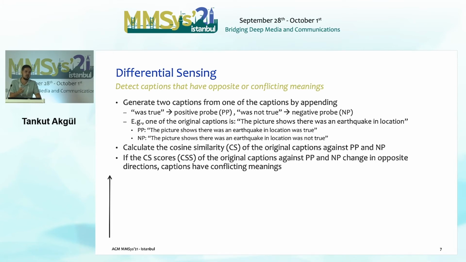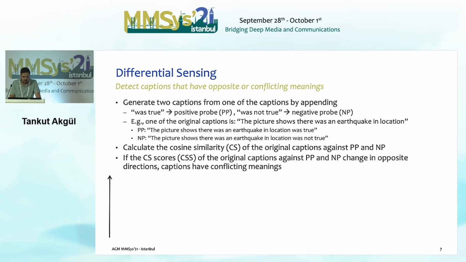So we have 2 probes, just like the oppositely charged bit lines. One is the positive probe, and the other one is the negative probe. Both of these probes are actually generated by one of the captions. And we add 2 phrases, "was true" and "was not true," to the end of this caption to generate these two probes.